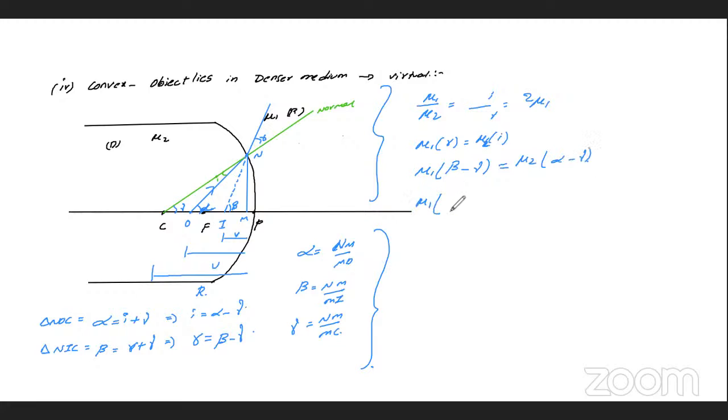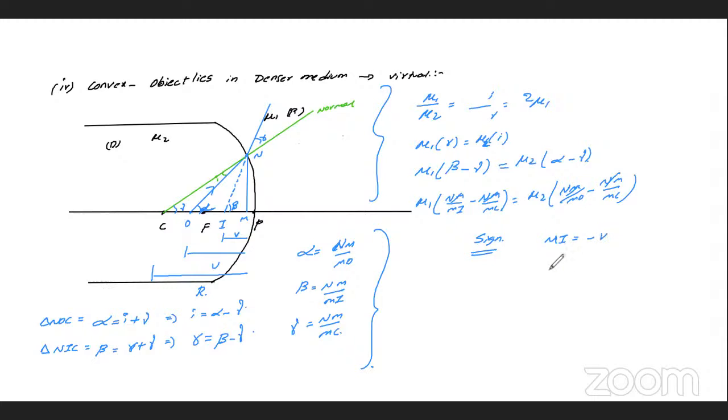So it is mu1 into what is beta? It is Nm divided by Mi minus gamma, is equal to Nm divided by Mc, is equal to mu2 into alpha is equal to Nm divided by Mu minus gamma, is equal to Nm divided by Mc. Nm will get cancelled in all the directions. So it is mu1 into Mi. What is Mi? I'll take the sign convention. So from the sign conventions, Mi is equal to... all are towards your left side.